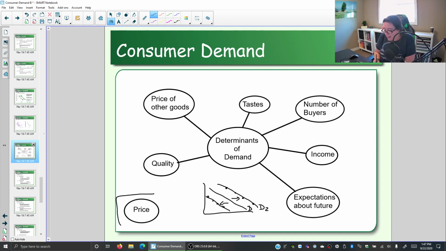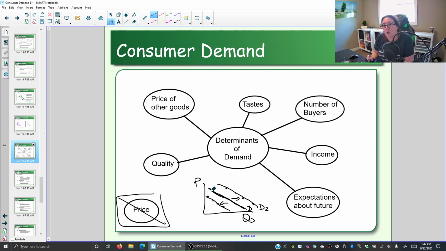So price is not a determinant of demand. If you change the price, it changes quantity demanded. It's already represented on the demand curve because the demand curve shows this relationship between price and quantity demanded. The law of demand says the price goes up, quantity demanded goes down.